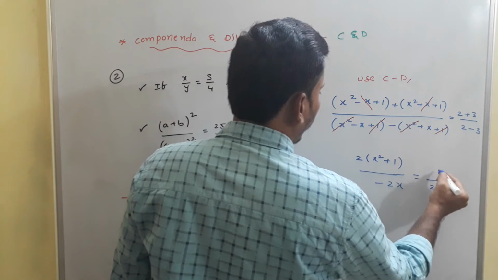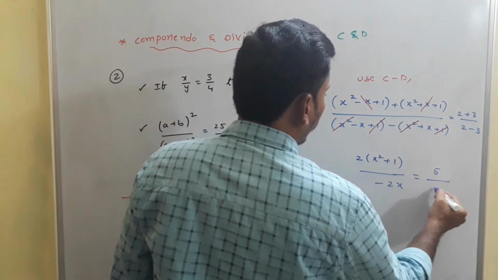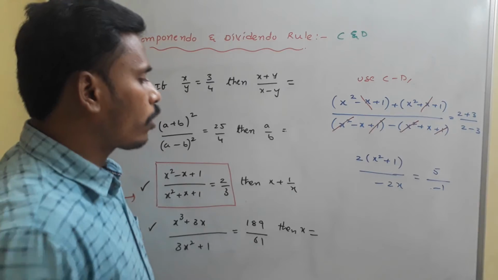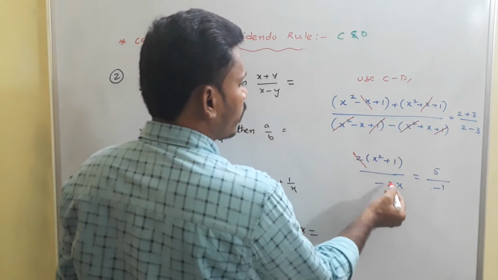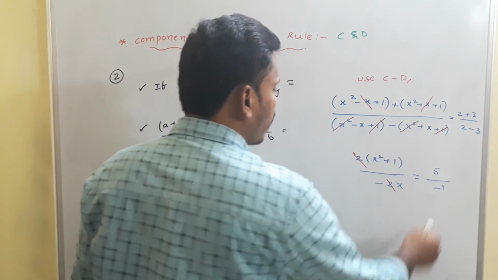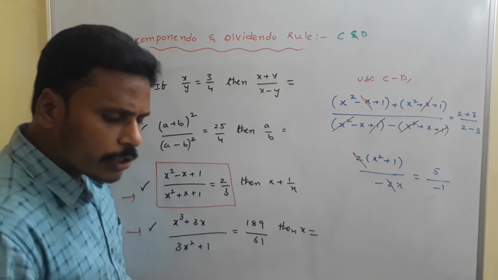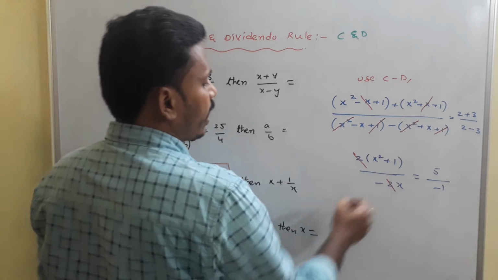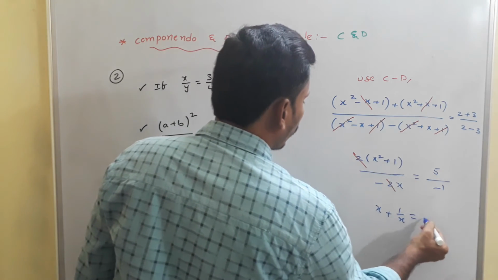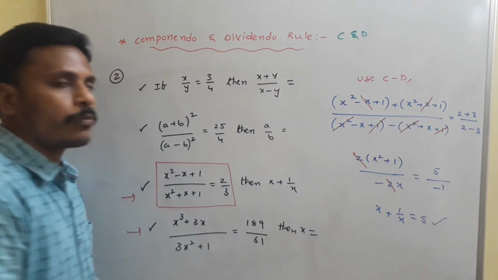So I am directly writing this is 5, and 2 minus 3 is minus 1. Right. Again, if you look, this 2 and 2 get cancelled. As well, this minus 1 and that minus sign also get cancelled. You just split it. x square by x is x, plus 1 by x, is equal to 5. That's your answer for this problem.